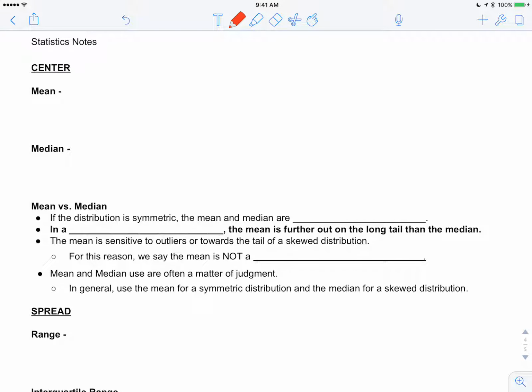Moving on to center: mean, median, and we'll talk about mode again real quick. The mean of a data set is also called the average. We're going to use some notation here because mean and median are review of old things. The mean is the sum of all the data values divided by the number of data values that actually exist. We write this mean as x bar. Whenever you see x bar, think that's the mean.